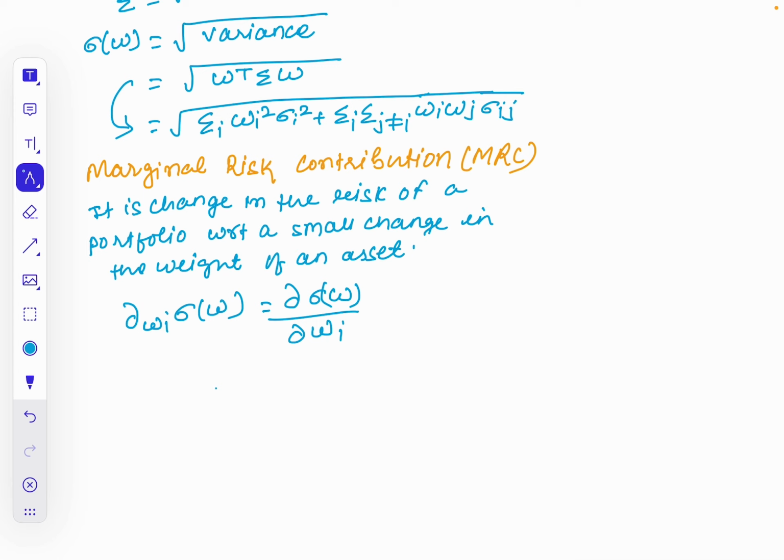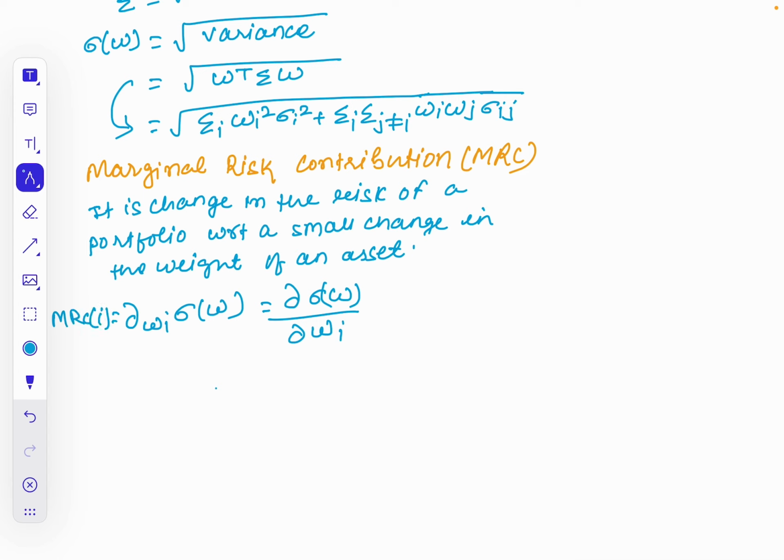So the marginal risk contribution, MRC, is nothing but the change in the risk of the portfolio. The upper one is the risk and the denominator is the change in the weight. So marginal risk contribution is defined as the change in the risk of the portfolio due to a small change in the weight of a certain asset. This is the MRC of asset I, right?